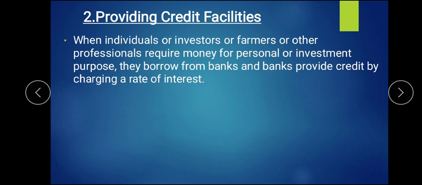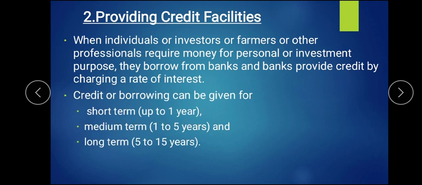So a rate of interest is charged, and this is how the bank earns money from the people who require funds. They give us interest also. How? Because they earn from here and they give to us. Now, credit or borrowing can be given for the short term, that is up to 1 year. So loans can be given within 1 year, and that is a short term loan.